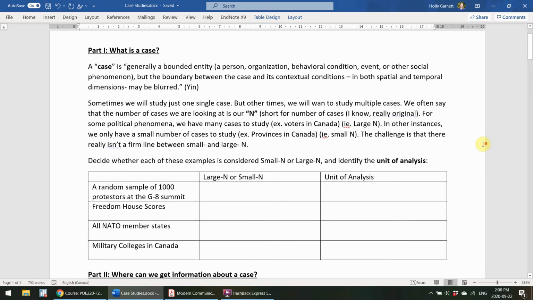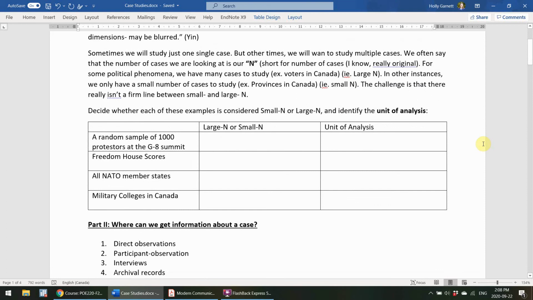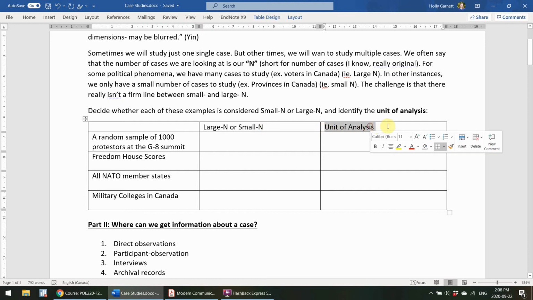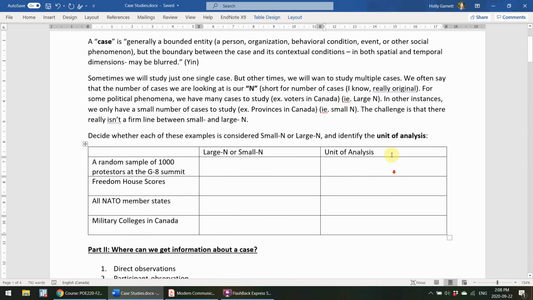And so we're just going to take a look at large n and small n and unit of analysis before we move forward with doing these single case studies. So if you look right here, we have a little chart, and I've given some examples. We're going to identify whether it's a large n, a large number of cases, or a small n, a small number of cases, and then what the unit of analysis is. Remember how Yin says up here, a bounded entity. So the unit of analysis is essentially what is that unit of that case.